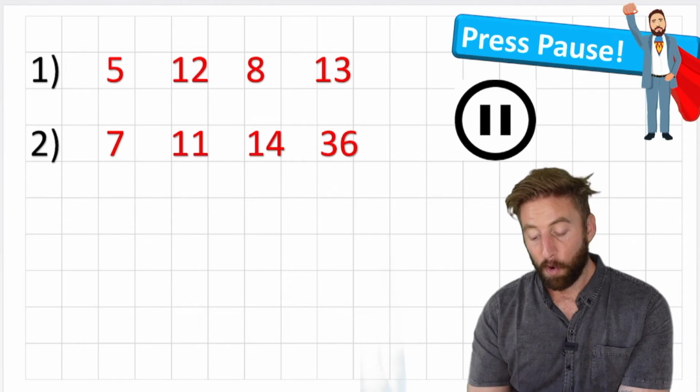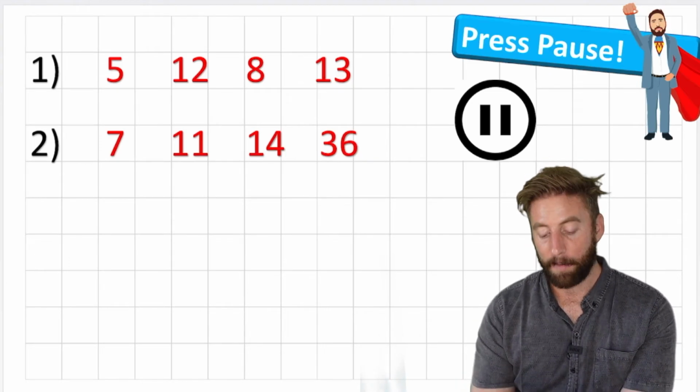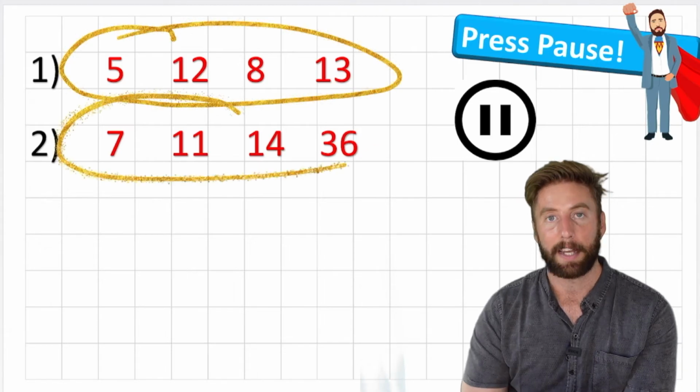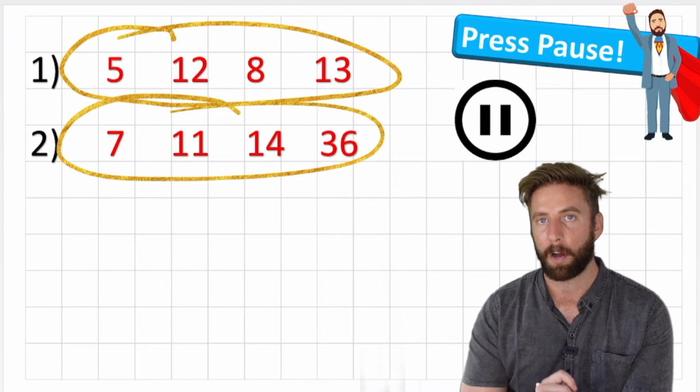I want you to have a look at these 4 numbers and decide which ones are composite and which ones are prime. So have a look at these 2 sets of 4 numbers and decide which are prime and which are composite. Put your answers into the comment section below. I'm going to mark every one.